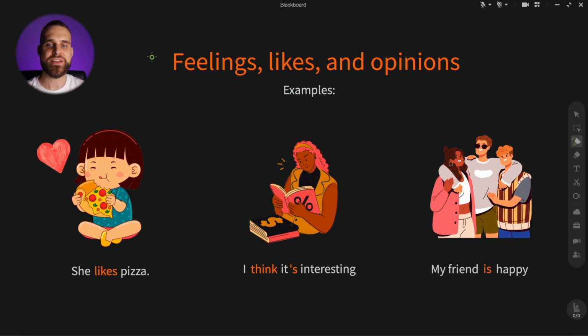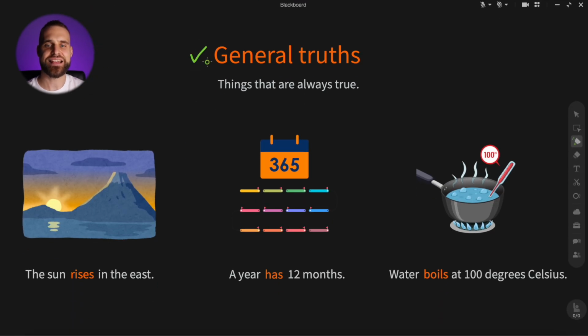Number 2. Feelings, likes, and opinions. Examples. She likes pizza. I think it's interesting. My friend is happy. Number 3. General truth. Things that are always true. Examples. The sun rises in the east. A year has 12 months. Water boils at 100 degrees Celsius.